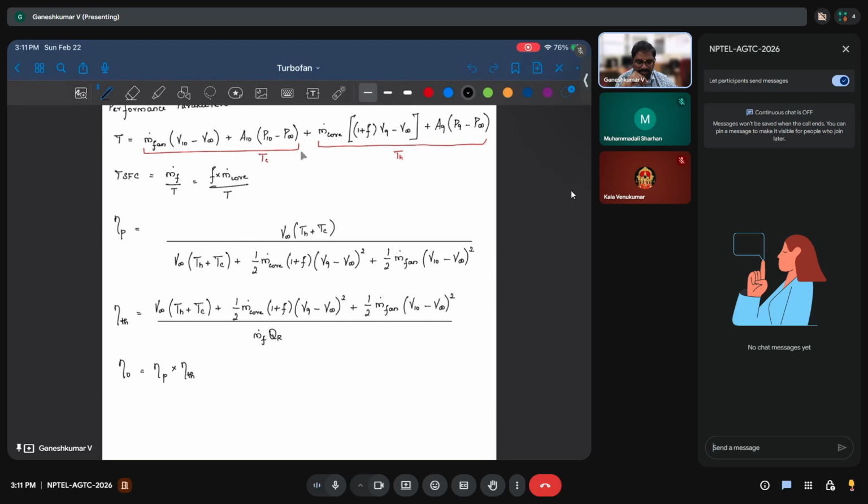So you have two thrusts, and TSFC is going to be, since in the fan you're not adding any fuel, much lower.